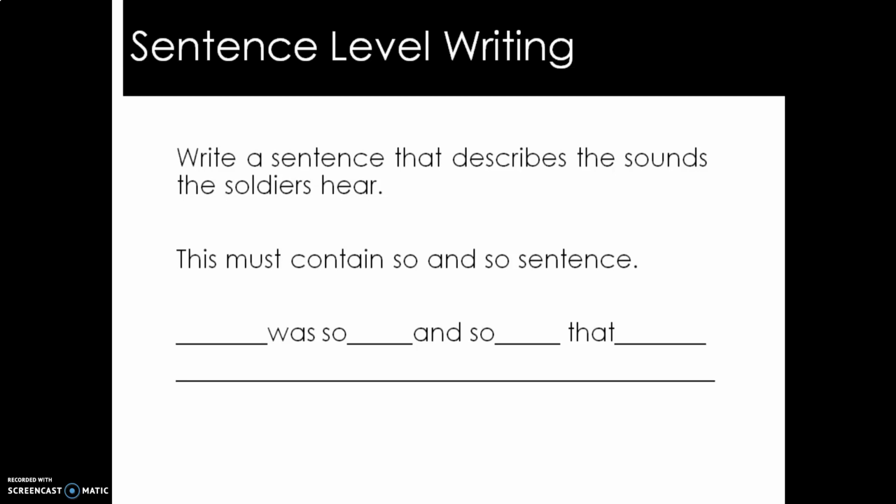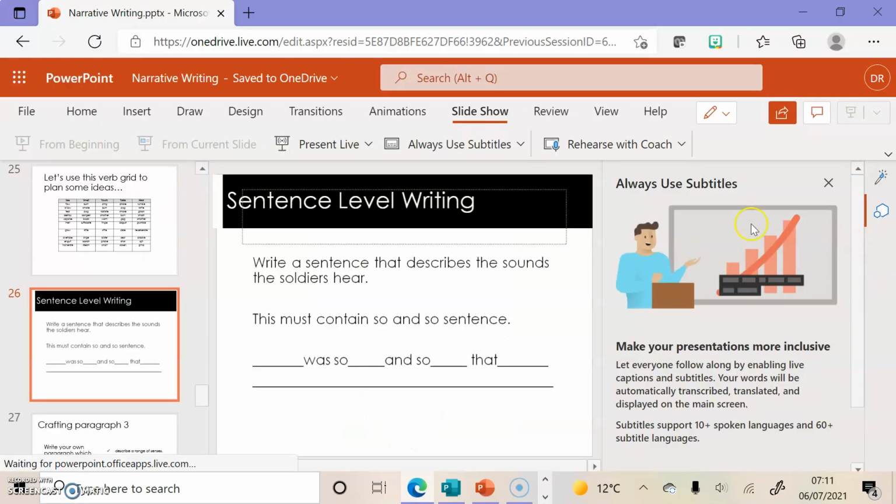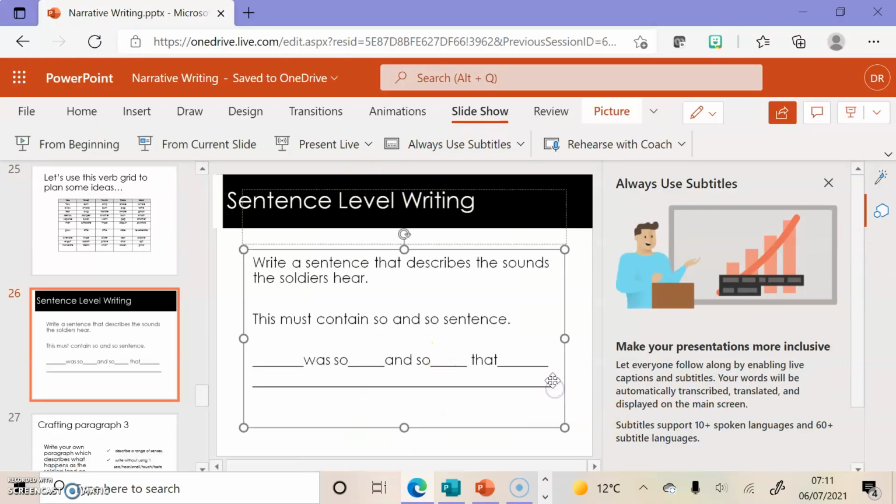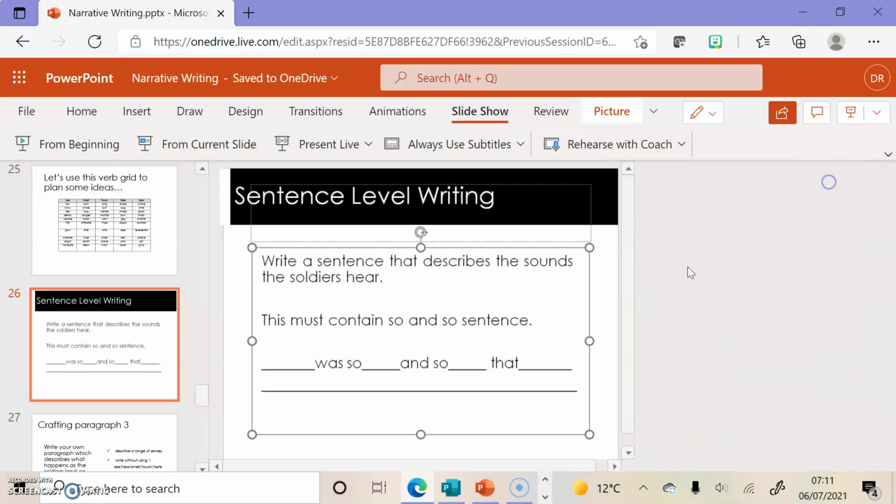Okay, so we're thinking about what was it that was so, 2 adjectives, so this and so this, that it did what? Thinking about your verb choice. Okay, pause that video and spend a few minutes crafting that sentence carefully. In fact, I'm just going to write my example at the bottom here.